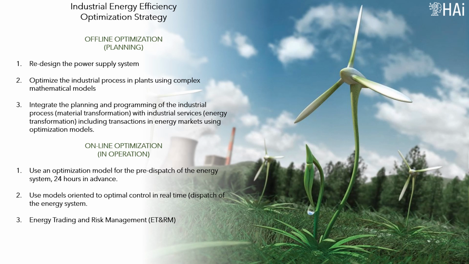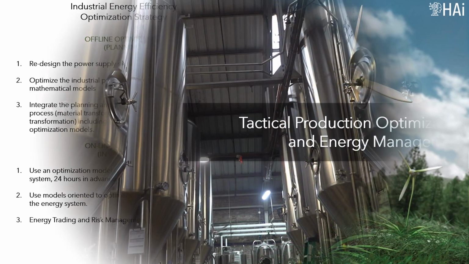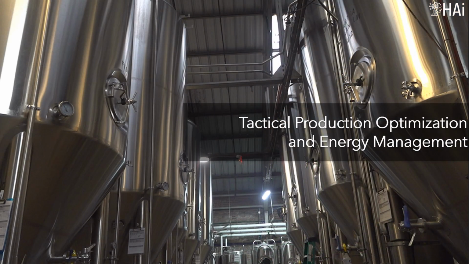At this stage you should use an optimization model for the planning and scheduling of the dispatch of the energy system, together with the optimization of production. Use models oriented to the optimal control in real time of the dispatch of the energy system. Energy trading and risk management. This activity is commonly called ETRM. The central process of tactical optimization of production and energy management is related to the integration of the two systems, through integrated mathematical modeling. As an example, the case of a beer company will be used.